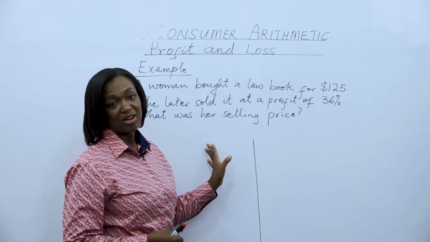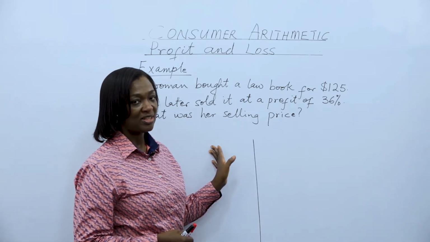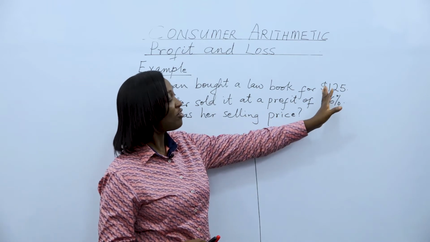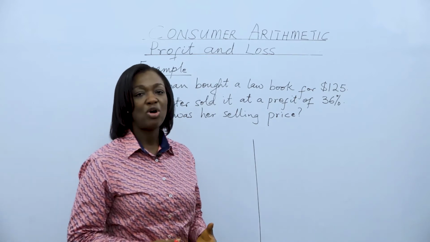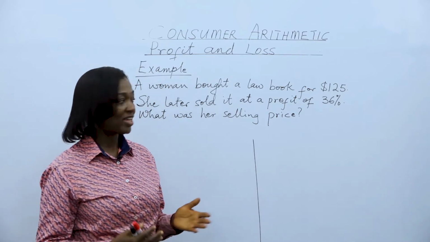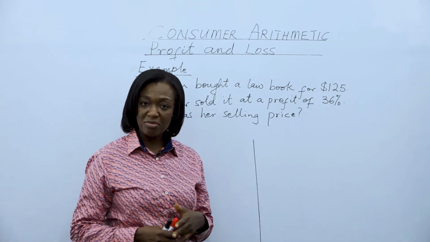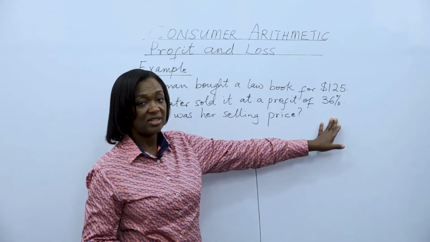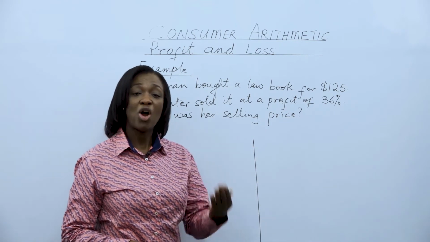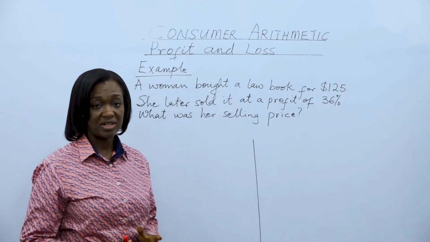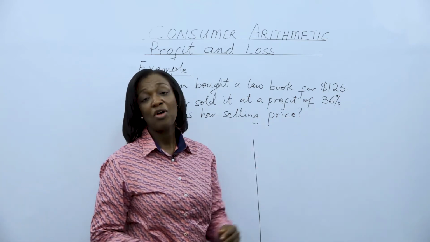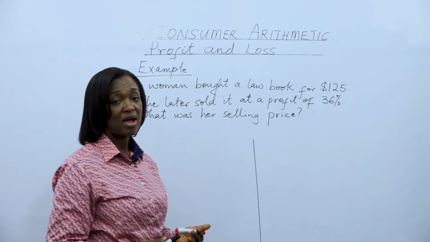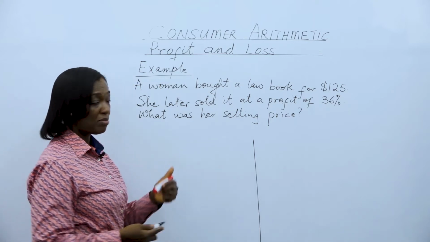There are several ways to calculate this, at least two methods. The first method is you could find 36% of $125 and add it on to $125 to get the selling price. The second method is, since the profit is 36%, you could just add 36% to 100% to give you 136%, and you find 136% of $125. Whichever method you use, you should get the same answer. So I'd like to work out both methods.